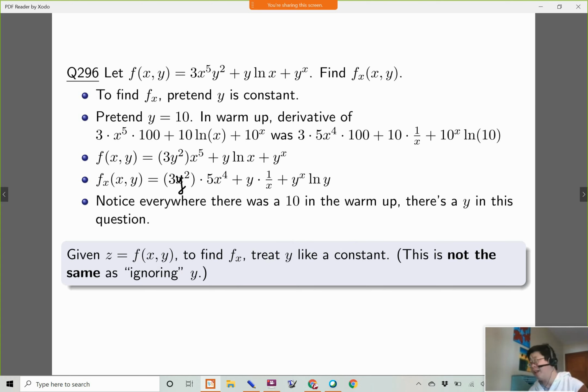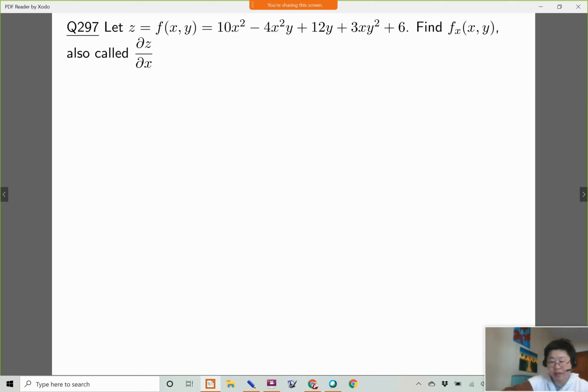I should just comment that this is not the same as ignoring y. Sometimes that's what people understand I'm trying to say, but I'm not saying ignore y. I've seen people take the problem and basically erase all the y's, but it's not that. You instead treat y like it is a constant and then differentiate using the usual derivative rules. So let's look at another example.